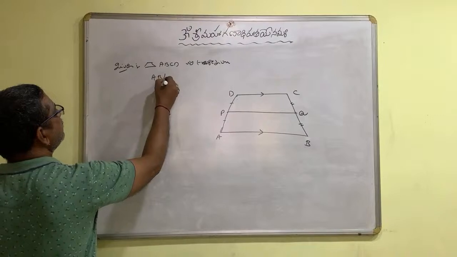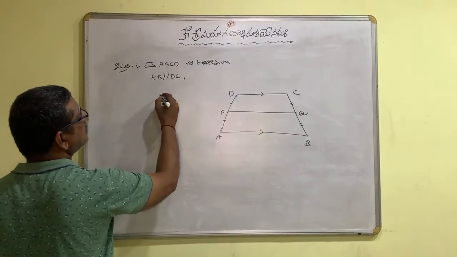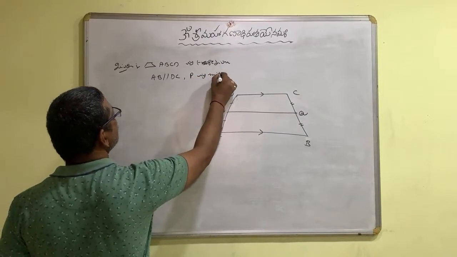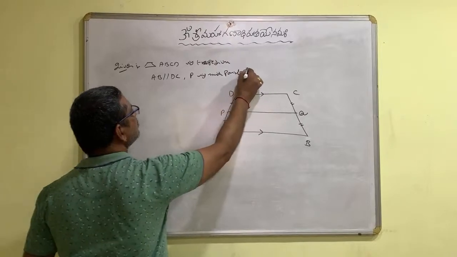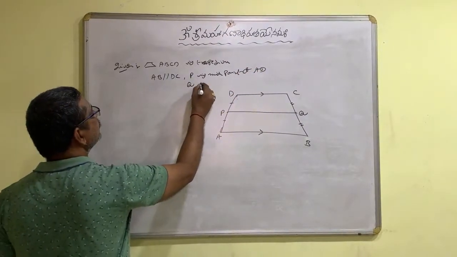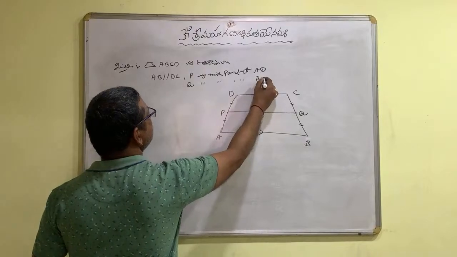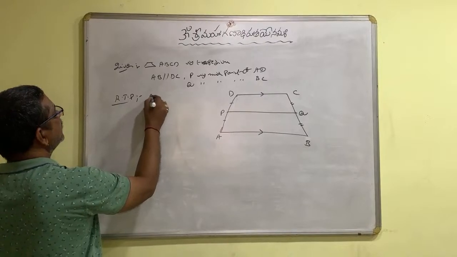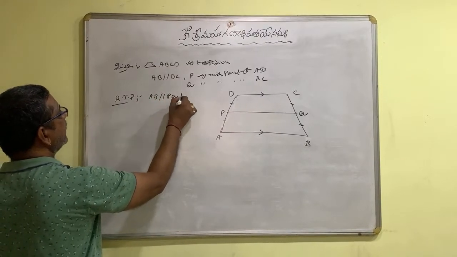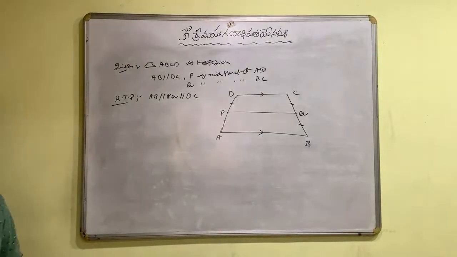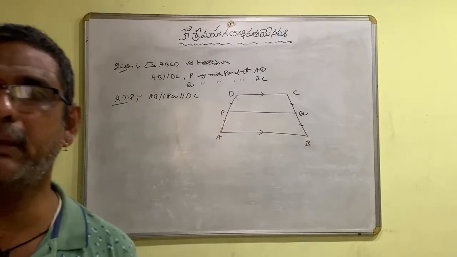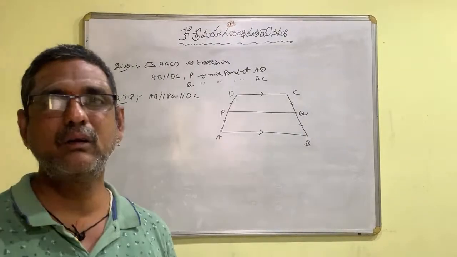Okay. AB parallel to DC. P is midpoint of AD. Q is midpoint of DC. What is required to prove? We need to prove AB parallel to PQ parallel to DC. This is what we have to prove.